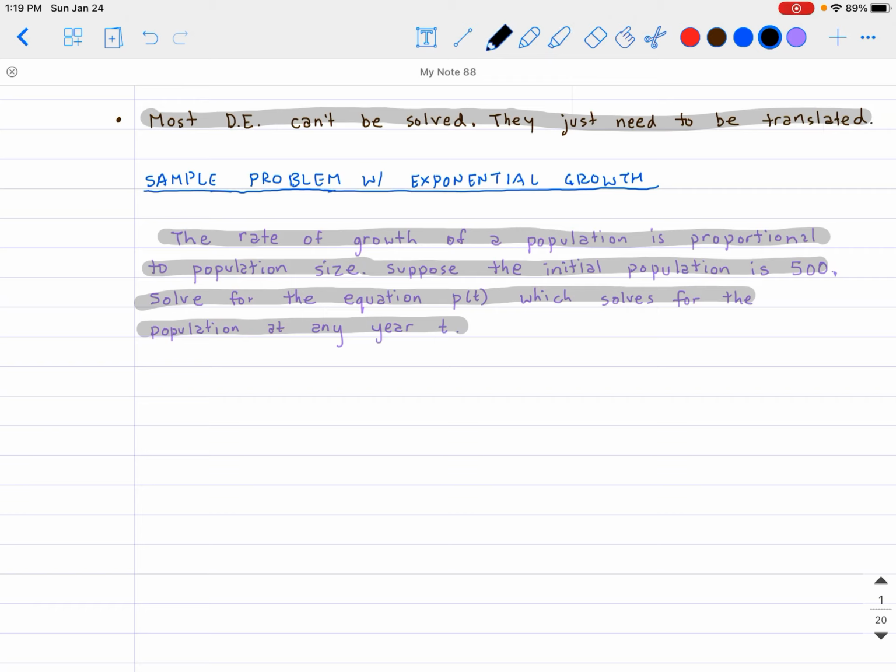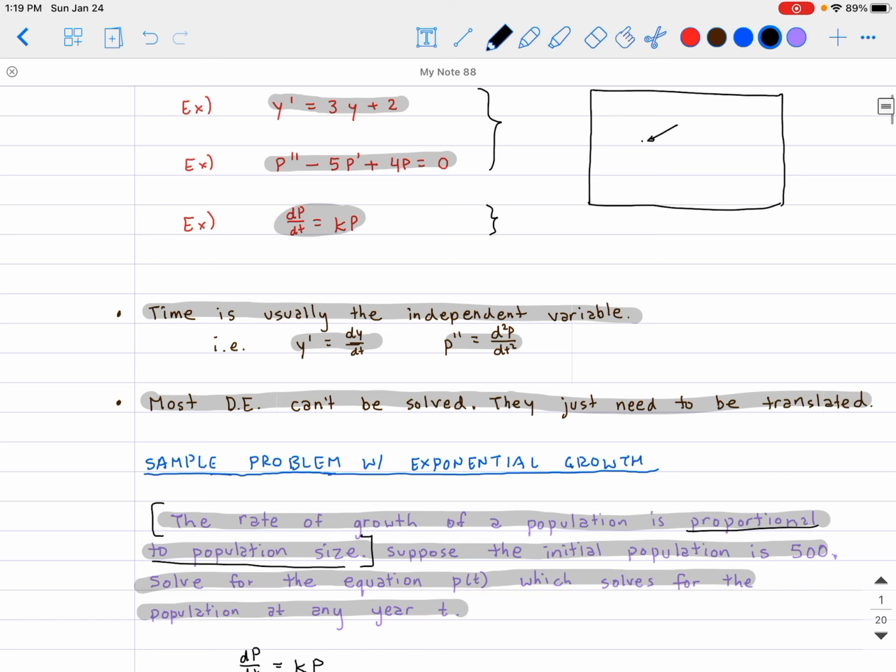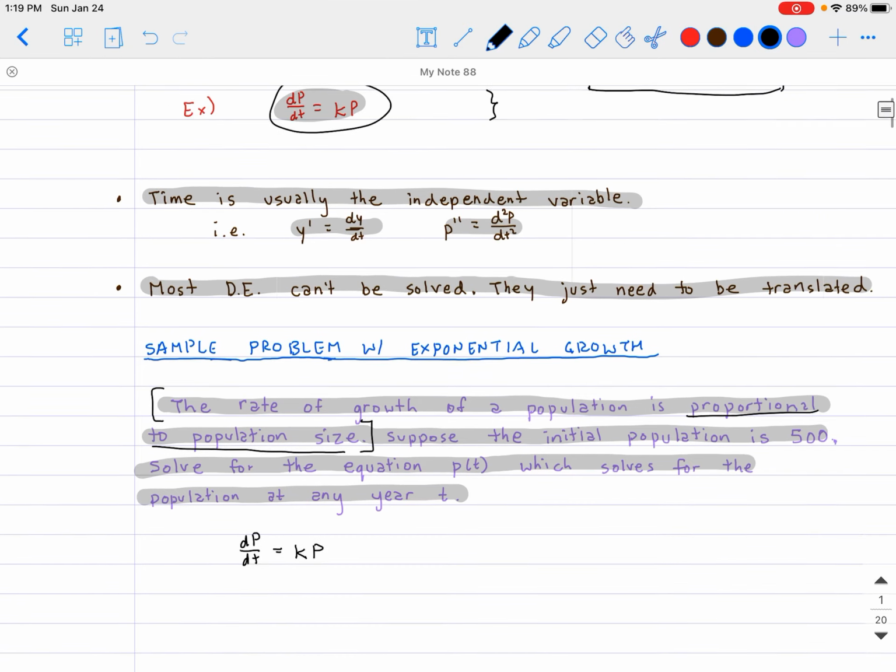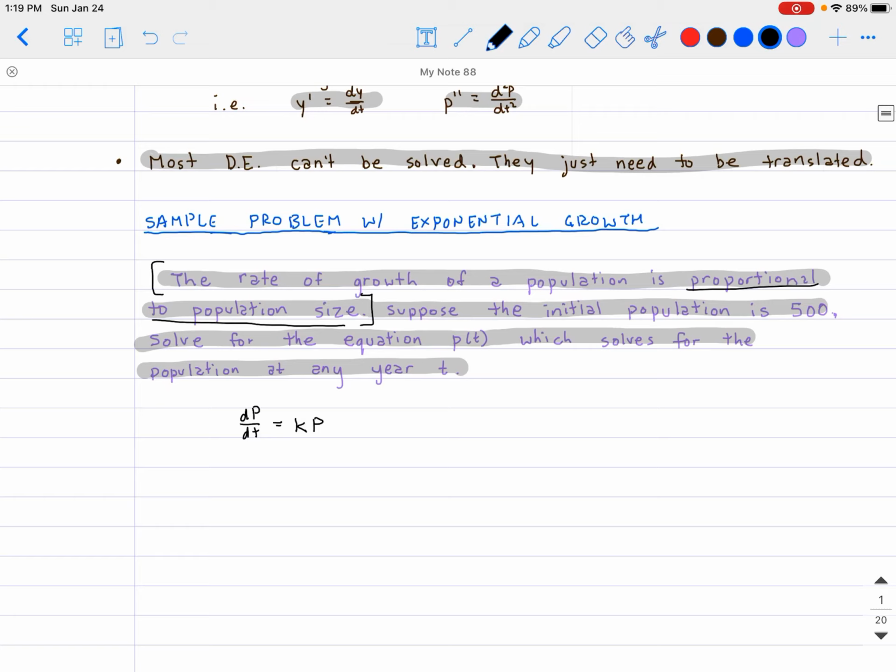So let's go ahead and set up a differential equation for this. In the first sentence, you can see that the rate of growth of population, so that means we're referring to dp dt, is proportional to the population. So that means it's going to be some constant multiplied by the population, so k times p. And hence, that's why I gave you this example of a differential equation earlier. So given this differential equation, I want to work backward if possible to figure out what this population equation is. We are also told that the initial population is going to be 500.